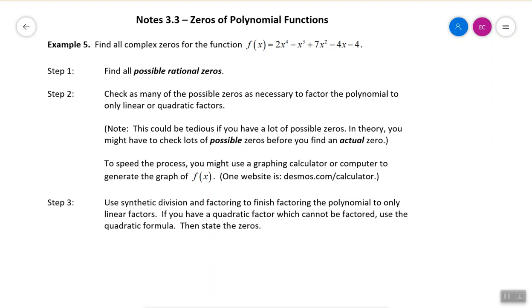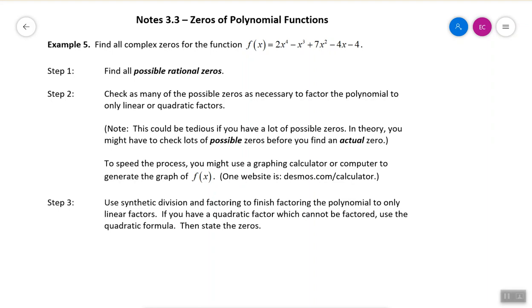We're in section 3.3. Let's do another example where we find all of the zeros of a polynomial function. Just like the last example, this time we're not given any of the zeros in the problem, and so we have to find all of them. We're going to follow the same steps that we did in the last problem. I've written the steps out for us to help us keep track of things.